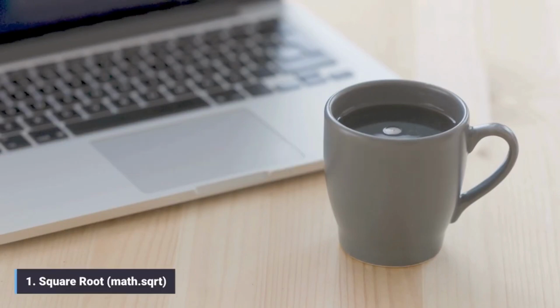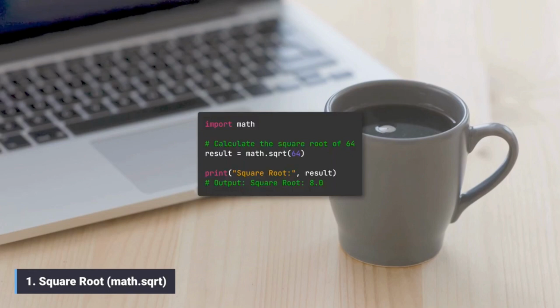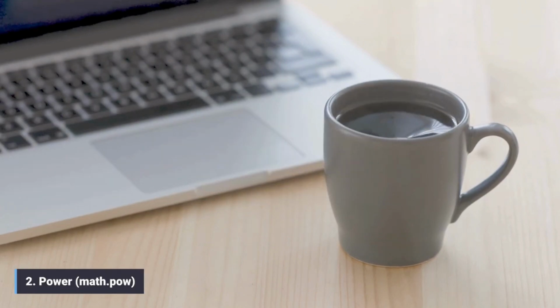1. Square root. The math.sqrt function calculates the square root of a non-negative number. It always returns a float. 2. Power. While you can use the double asterisk operator for exponentiation, the math.pow function is also available. It takes 2 arguments, the base and the exponent, and also returns a float.